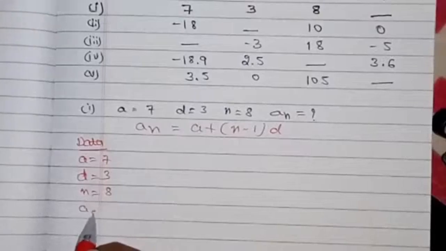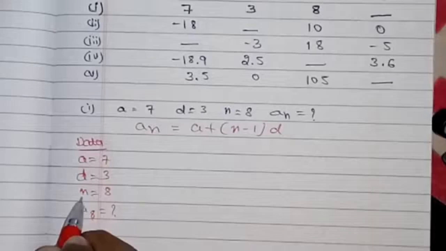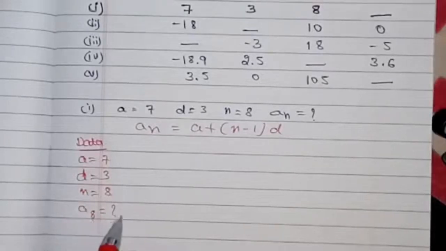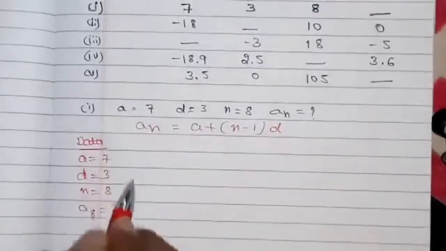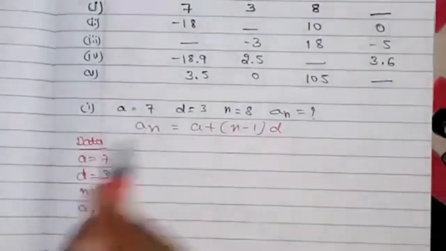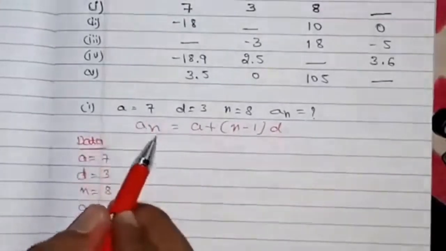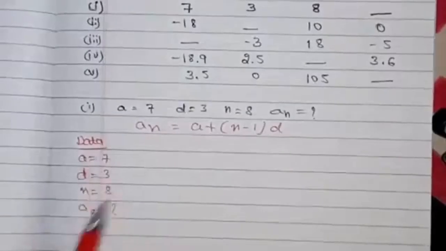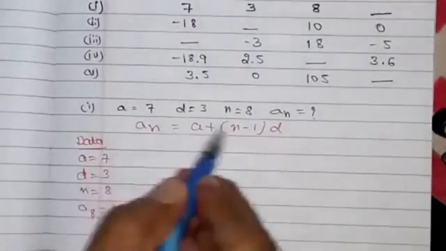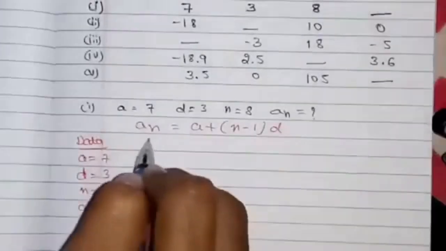Because the formula is an and the nth term they have given is 8, you need to find the eighth term, a8, children. This is the method to solve the problem: write down the data, write the formula, and apply the values to the formula. Now just apply these values to the formula.